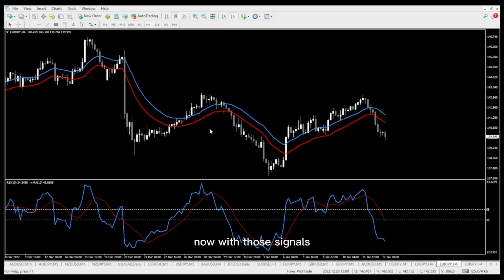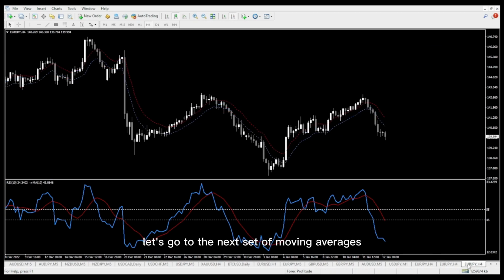Now, with those signals, we're going to confirm that with the RSI. This RSI is going to give us a bit of a filtering effect. Now, this is a 10-period RSI, and we also have a 10-period SMA, a simple moving average applied to the RSI, and this also is going to help filter the RSI. Now with that, let's go to the next set of moving averages. This is the 10 period of the high and the 10 period of the low.